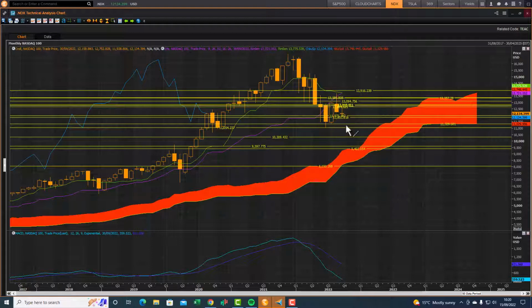Still a little bit extended from the top end of the cloud, so there's downside risk towards this top end cloud chart support levels, and we can retest 11,054 low, as well as this 11,329 lows before we have a rally into the year end.